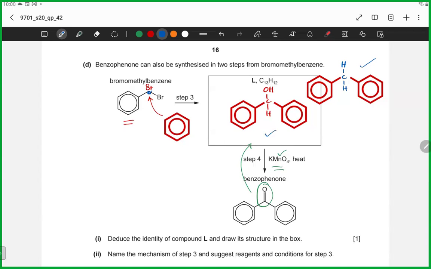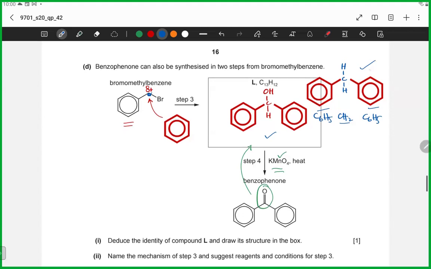I said, now based on the formula that you have, which one is it? C13H12. I mean, this is C13. 6 benzenes. C6H5, C6H5. And then there's a CH2 in the middle, right? So how many hydrogens do you have? 12 हो गया ना, C13H12. So the best guess I can probably make is this one.